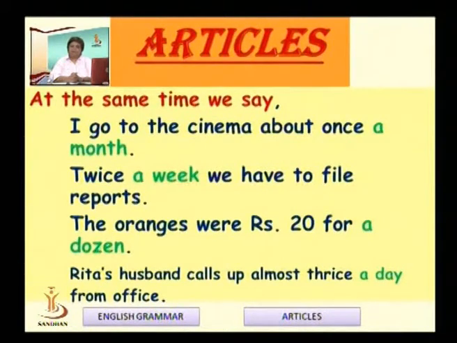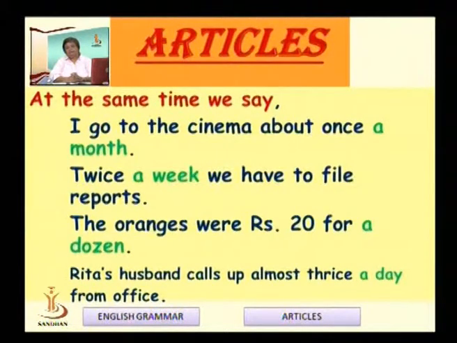Look at the second example. Twice a week, we have to file reports. So twice in a week, any given week, there are 52 weeks in a given year. So out of these, every week we have to file at least 2 reports.